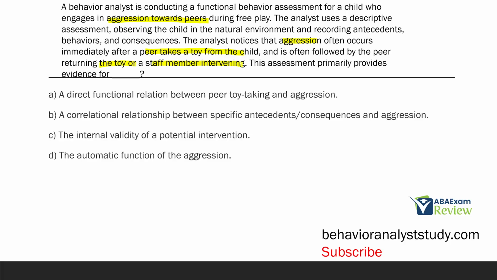D, the automatic function of the aggression. Do we know the function yet? No, we've probably made a prediction. We probably have a hypothesis, but we haven't yet done anything to prove a function. So we can't say for sure whether this is automatic, tangible, escape, whatever it may be. This assessment primarily provides evidence for a correlational relationship. Don't use assessments to try to prove too much. Just use assessments to prove what you can prove based on what was observed or done.